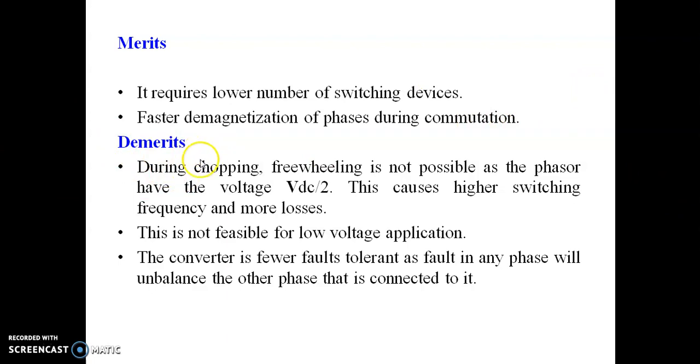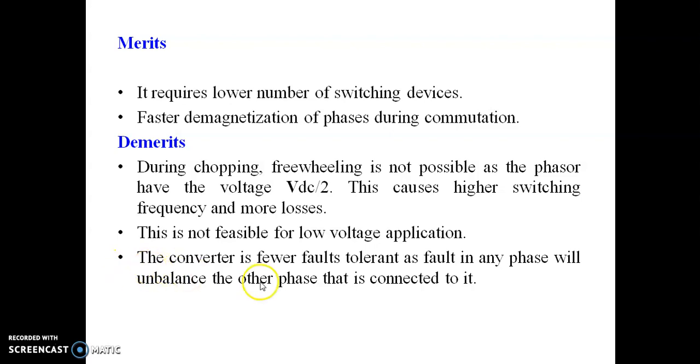So the demerits of this type are: during chopping, freewheeling is not possible as the phases have the voltage VDC divided by 2. So this causes higher switching frequency and more losses. Second one is, this is not possible for low voltage application. So only for high voltage applications we can split the voltage into 2 halves and we can use this type. For low voltage applications it is not at all possible.